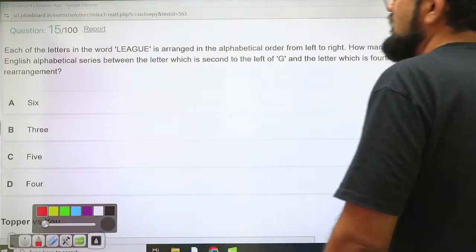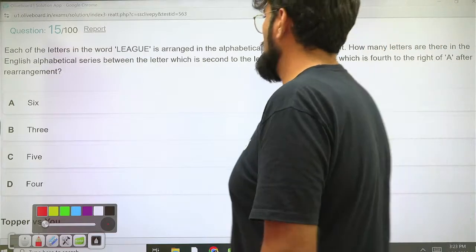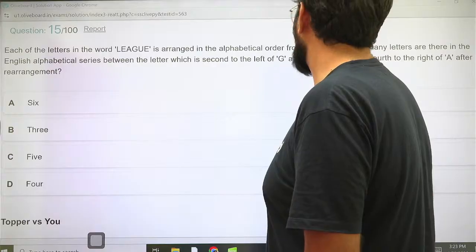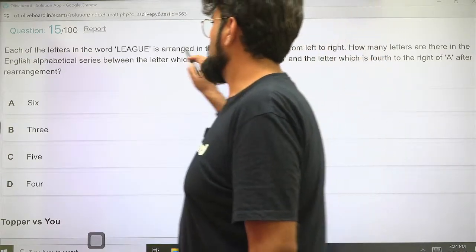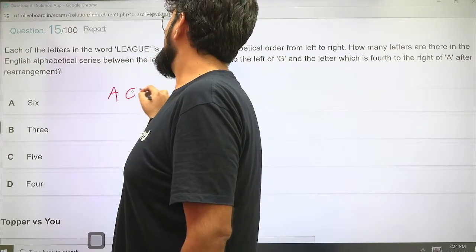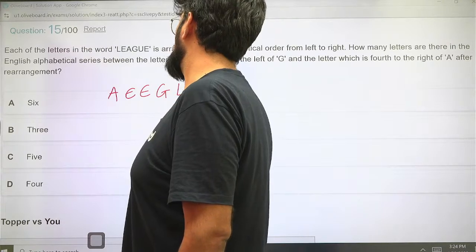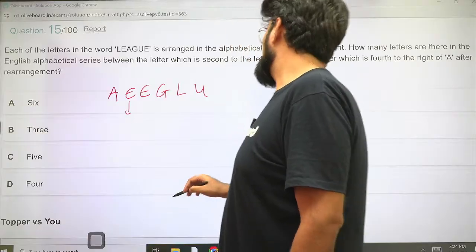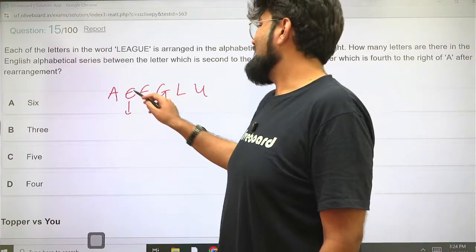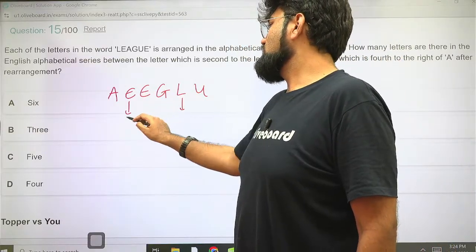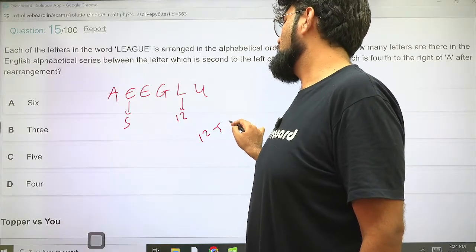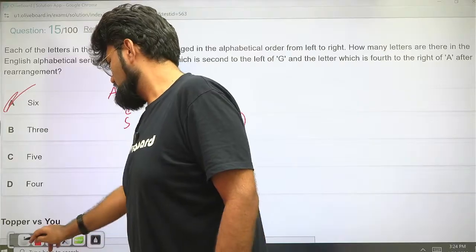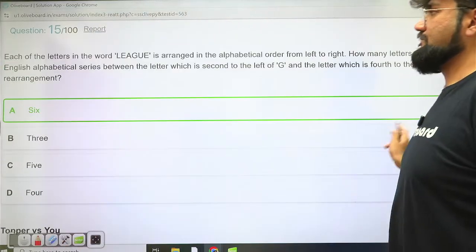Each of the letters in the word league is arranged in alphabetical order from left to right, okay? How many letters are there in the English alphabetical series between the letter which is second to the left of G and fourth to the right of A after the rearrangement? So we'll start with A, E, E, G, L, U. That's all. It's second to the left of G, so it's E. And fourth to the right of A, so it's L. So between E and L, how many letters are there? 12 minus 5 minus 1, that is 7 minus 1, 6 letters in the English alphabet. Option A is the correct answer. Yeah, pretty easy. 47 seconds, okay.